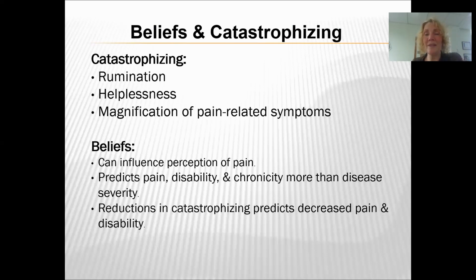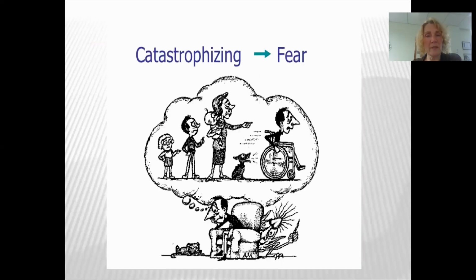Beliefs can actually predict pain, disability, and chronicity more so than disease severity. There has been research to show that when people are predicting more pain, they actually are more disabled than those people who are experiencing the same level of pain but aren't predicting more pain and disability. And also, in the reverse, reductions in catastrophizing actually predict decreased pain and disability. So when one is able to manage their catastrophizing thoughts and beliefs, it leads to behaving less disabled and having slightly less pain. So this is just a quick image of what might be happening when they're in pain and feeling like, well, the worst is going to happen.